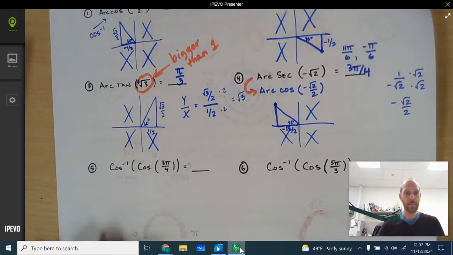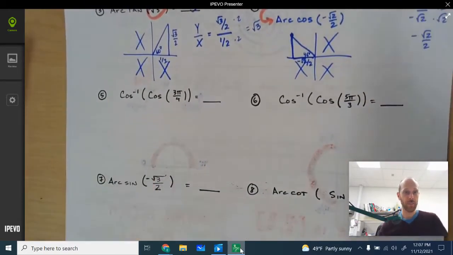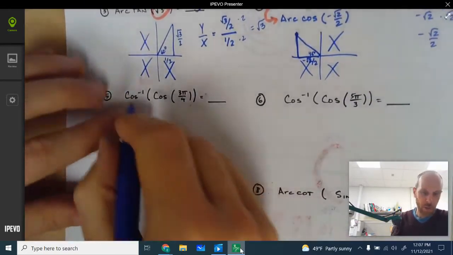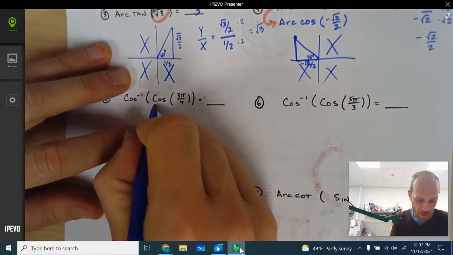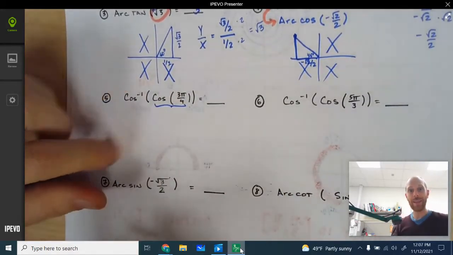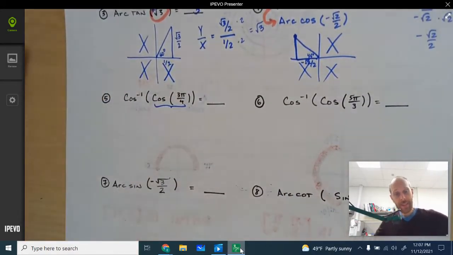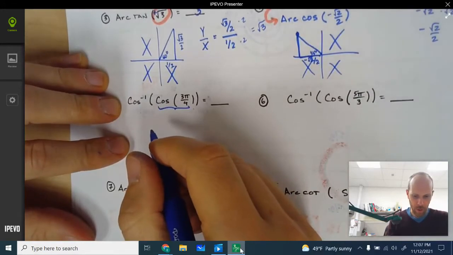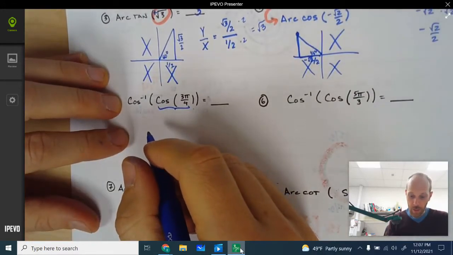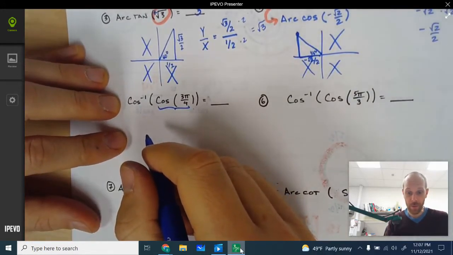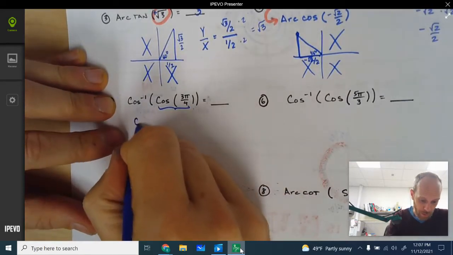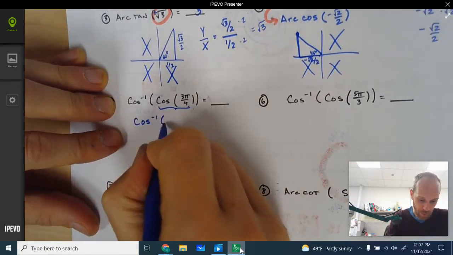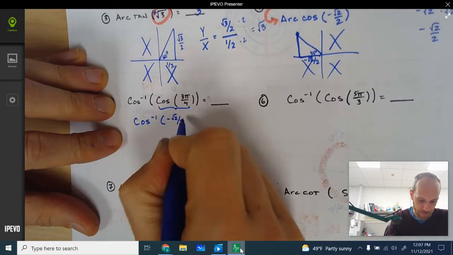2 more. Take a look at 5 and 6. 5 is kind of an interesting one because it's got 2 steps. Start by evaluating the inside first. Inside says the cosine of 3 pi over 4. Cosine of 3 pi over 4 is equal to negative roots of 2 over 2. So we would write cosine inverse of negative roots of 2 over 2.